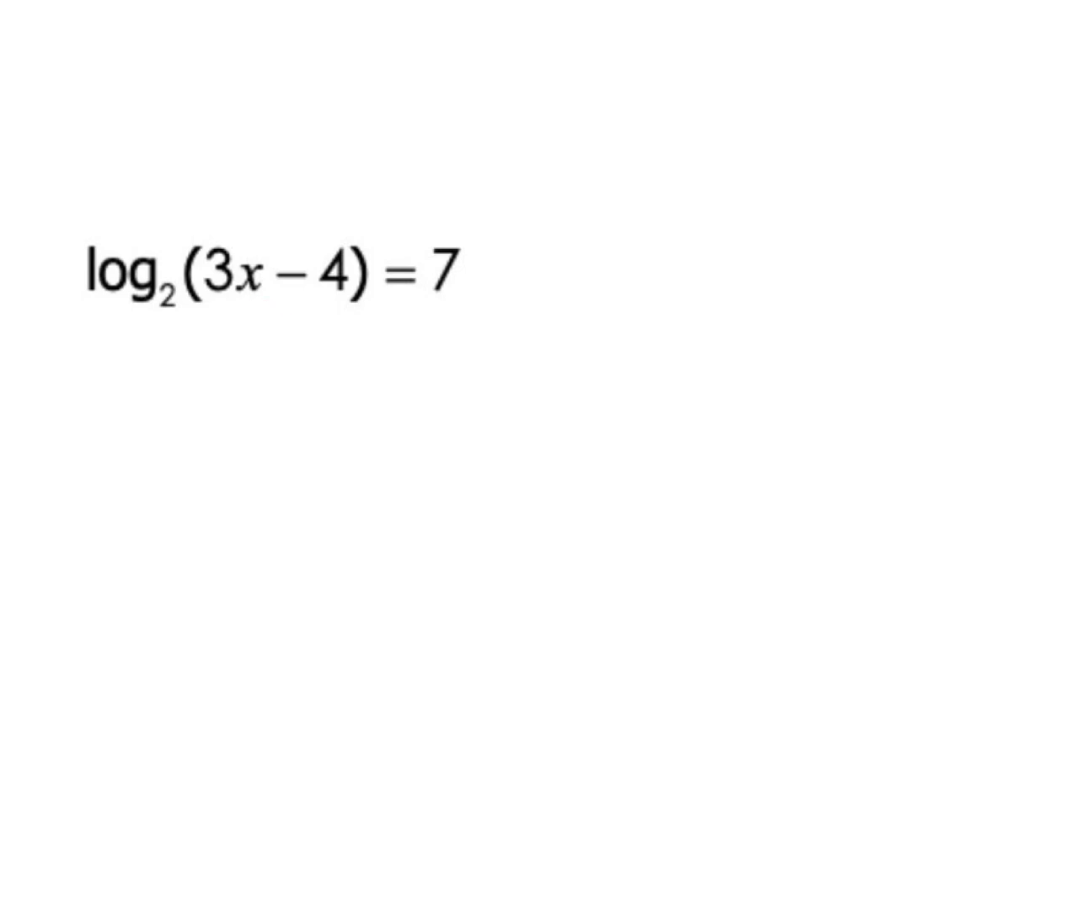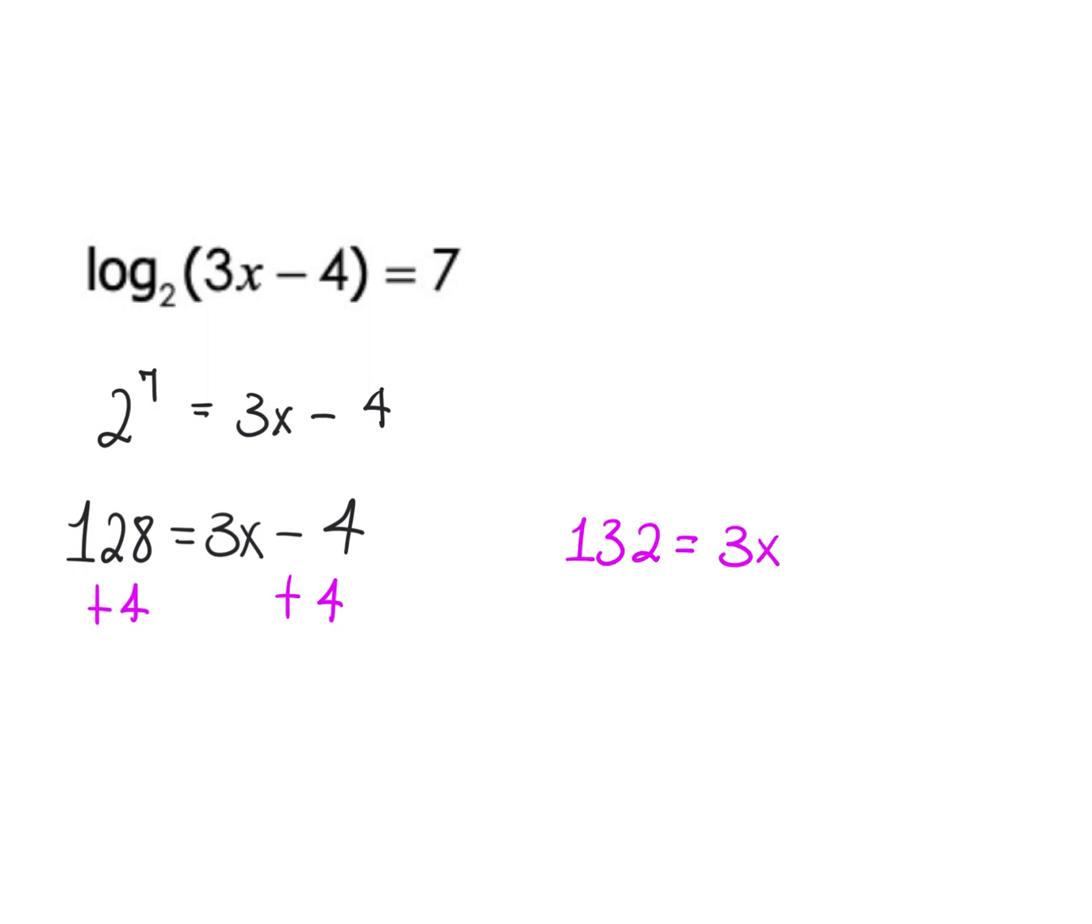So everything's condensed, so we can rewrite this in exponential form. This is going to be 2 to the 7th power equals 3x minus 4. So we'll have 120, or rather 128 equals 3x minus 4. We now can add 4 to both sides. Then we'll have 132 equals 3x. We can divide both sides by 3. And we'll get that x equals 44.